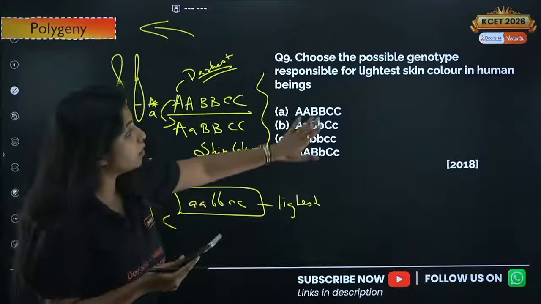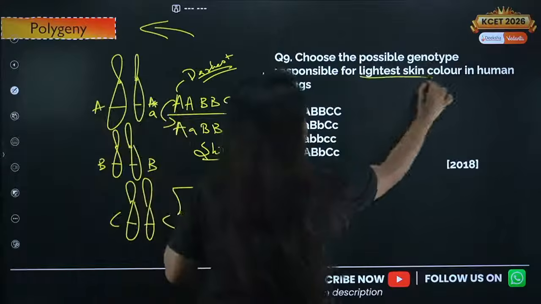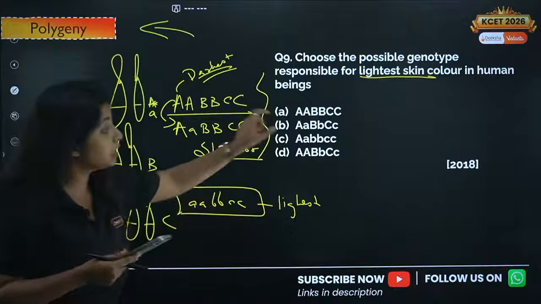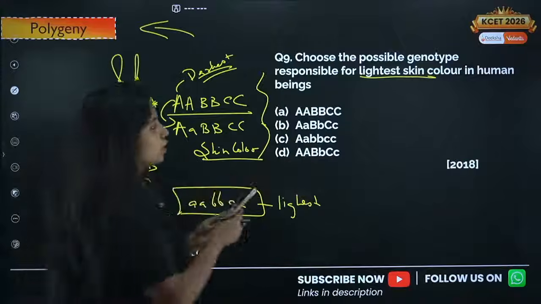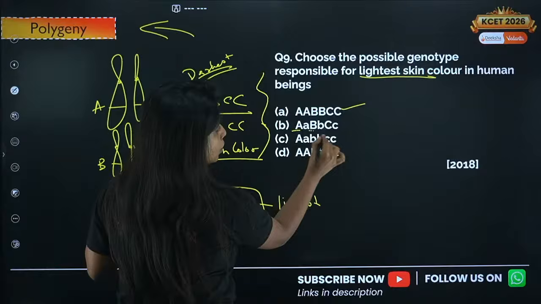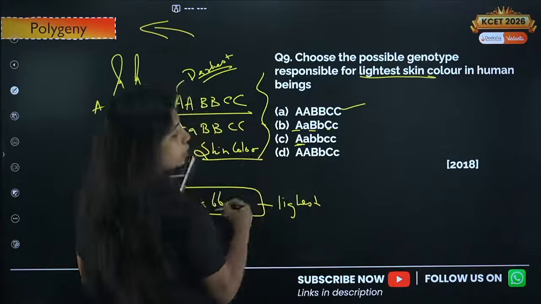So over here you are asked which one among them will be responsible for the lightest skin color. So you have to look for the genotypic combination which has more of the recessive alleles. So here all of them are dominant, here 1, 2, 3 are dominant, here only one is dominant, and here again you have so many dominant things.